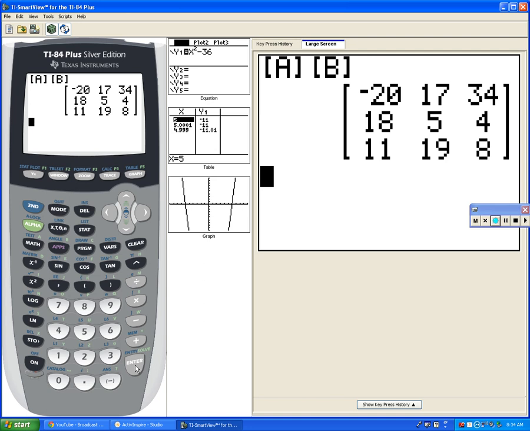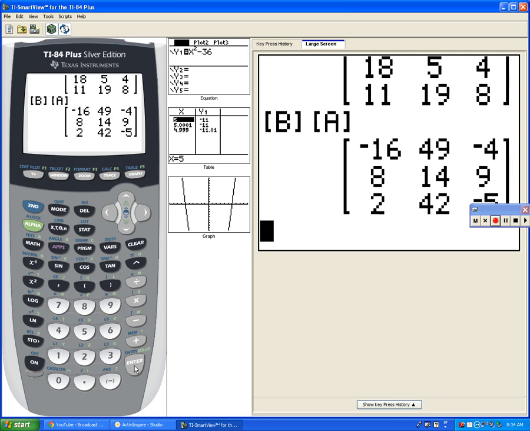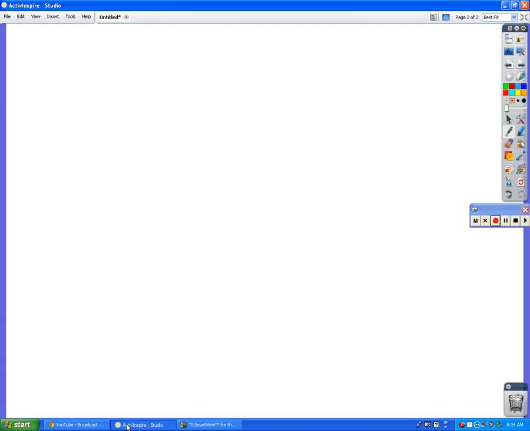Is that what you got? Yep, that's exactly what we want. Sweet deal. And then for the next part, you do the same thing but backwards. So we want B times A, and notice that that does not come out to be the same. In other words, matrix multiplication is not commutative.